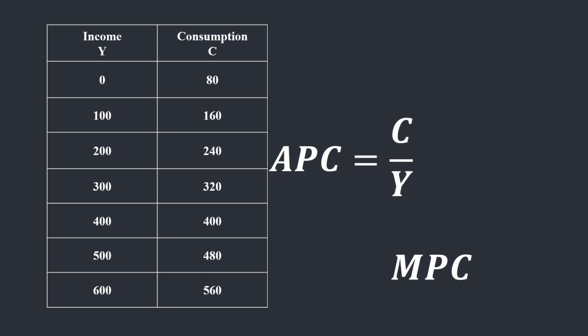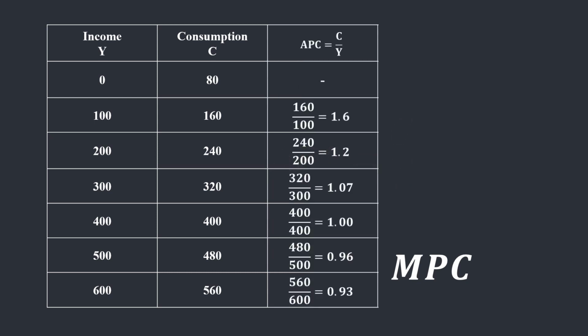Average propensity to consume is the ratio between consumption and income. The average propensity to consume column shows this. Average propensity to consume keeps on falling as income increases. It falls from 1.6 to 0.93. It signifies that the community wants to proportionately spend less on consumption as income increases.